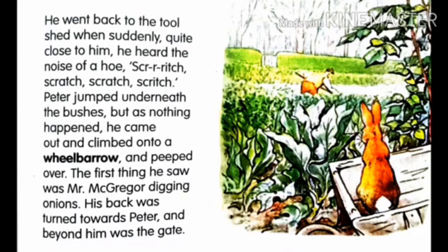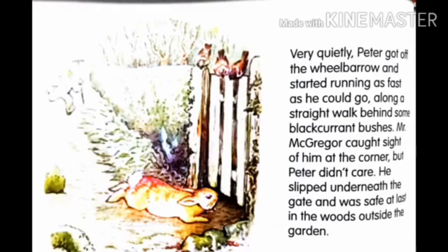Now let us move to page number 74. Hope that you are there. Then how do you feel? Just think by using your senses, children. Now let us see. Very quietly, Peter got off the wheelbarrow and started running as fast as he could go along a straight walk behind some black currant bushes. Mr. McGregor caught sight of him at the corner, but Peter didn't care. He slipped underneath the gate and was safe at last in the woods outside the garden.